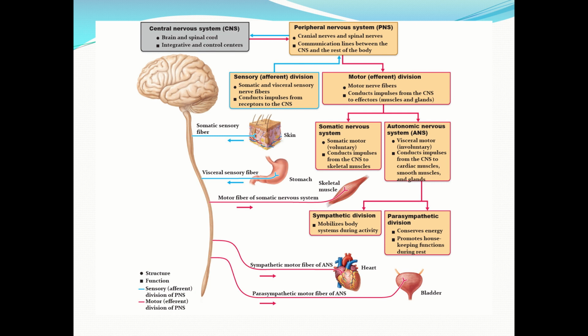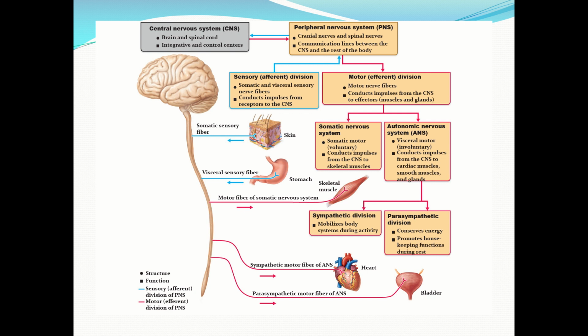So let's look at the sensory division first, and it's colored in blue, and it's the afferent division, which means that it's approaching the central nervous system. I always remember A for approach. So the afferent division carries information towards the central nervous system, and it includes the somatic and visceral sensory nerve fibers, conducts impulses from the receptors in the somatic and visceral nerve fibers to the central nervous system. You can see that the somatic sensory fibers are located in the skin, and the visceral sensory fibers are located in the organs.